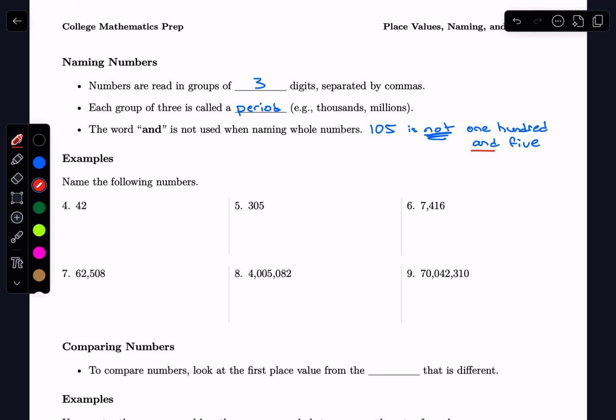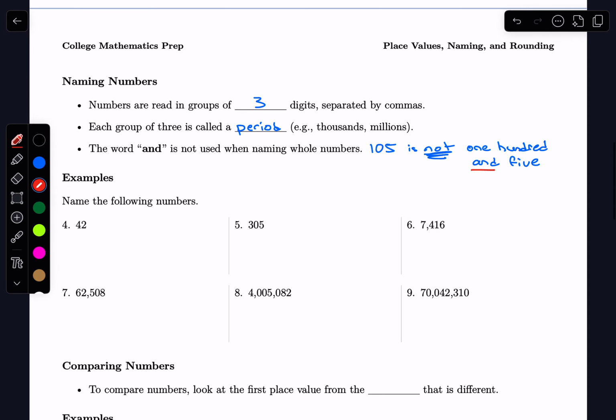If you have $10 and 50 cents, that word and represents the difference between dollars and cents, aka it's where the decimal place is in the number, $10 and 50 cents. But if you have $105 and 50 cents, if you say $105 and 50 cents, it just becomes redundant. We're using that word and far too much in everyday language. So you might hear people use the word and throughout, but technically speaking, there is no and unless you have a decimal place. All right, let's go name some numbers.